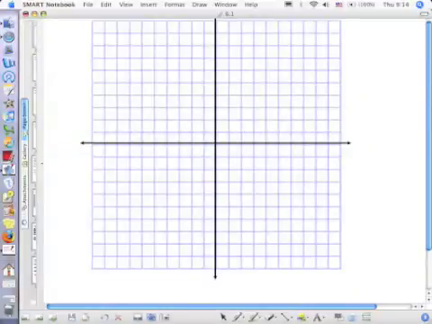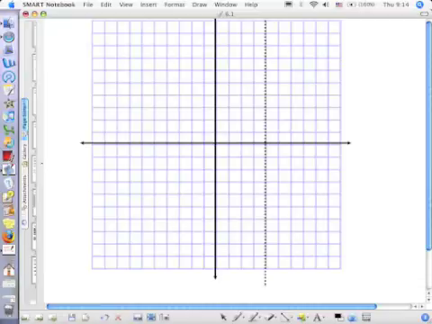We have our axis of symmetry at x equals 4. 1, 2, 3, 4. All right, here's my axis of symmetry. Where was my vertex? 4, -7. Okay, so go down to -7.